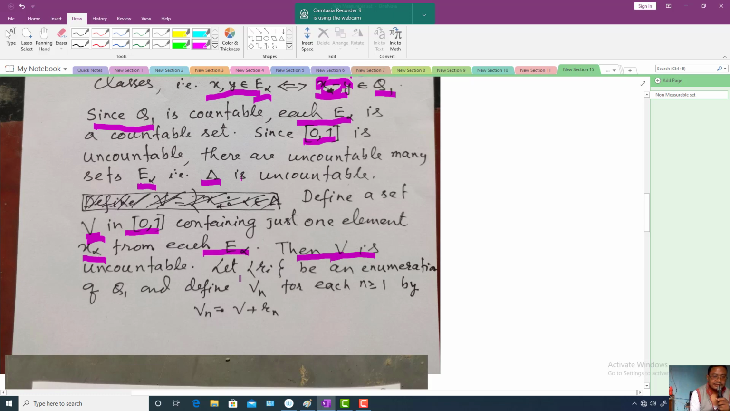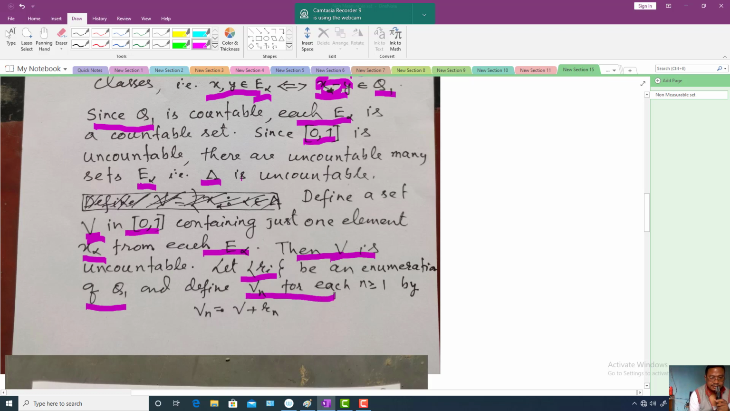Then, the set of rational numbers is countable. So the set of rational numbers in the -1 to 1 closed interval can be enumerated into a sequence like this, r_i. So let r_i be an enumeration of the rational numbers q1, and define V_n.